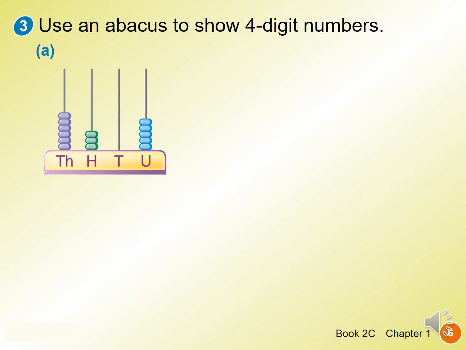Now let's move on to question number 3, part A. Let's use an abacus to show 4-digit numbers. Remember, 0 to 9 are the digits we use to form a number. There are different places in a 4-digit number. They are the units place, tens place, hundreds place, and thousands place. The place value of a digit in a number depends on which place it is in.